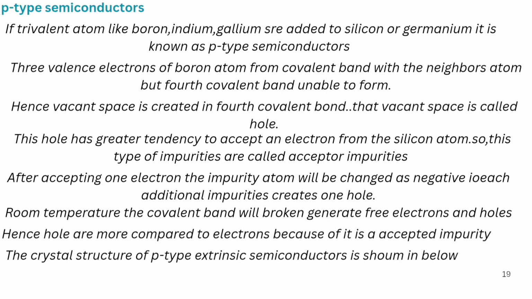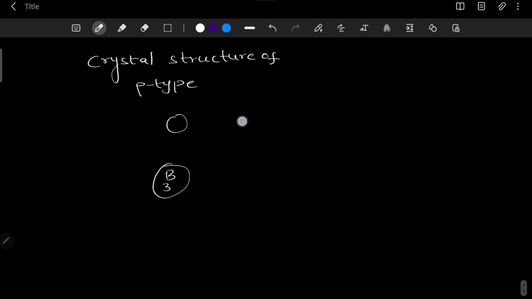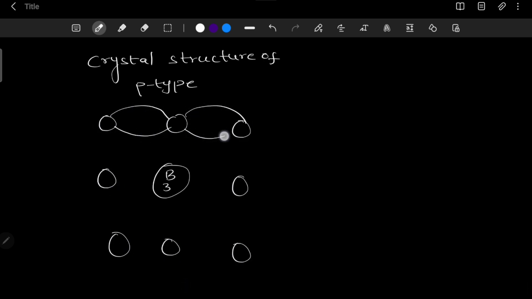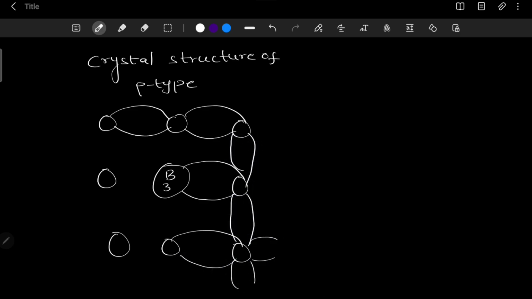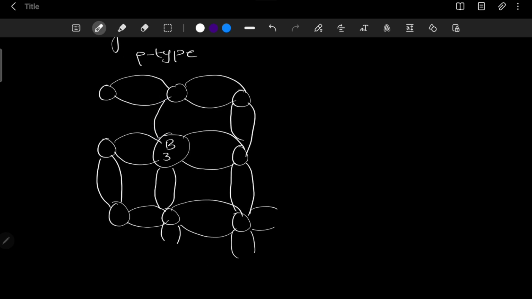So now we will see the crystal structure of p-type extrinsic semiconductor. The crystal structure of p-type semiconductors is shown in the figure below. Here I am considering boron as an example of the trivalent, and the remaining are silicon or germanium. I am considering silicon. So we know the bond is formed between the boron and silicon. Here I am considering a 3:3 ratio. You can consider as you wish.